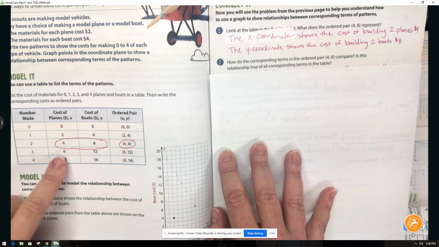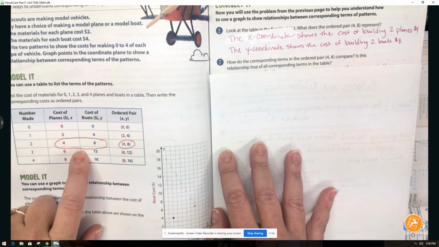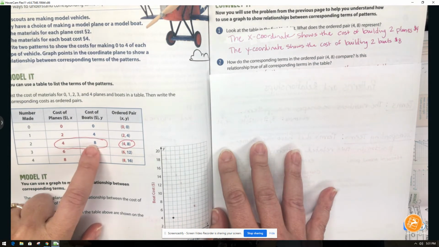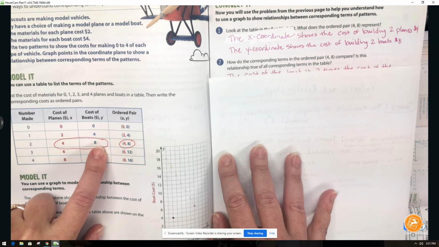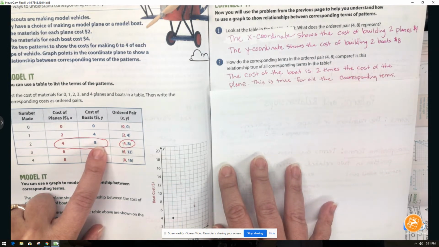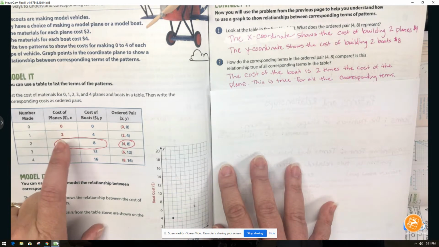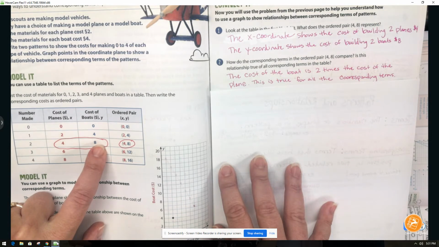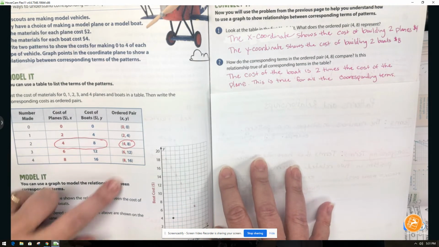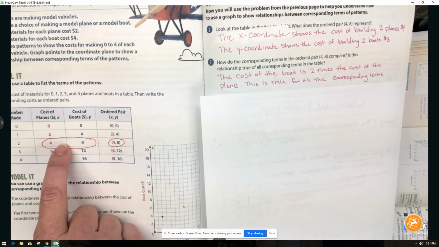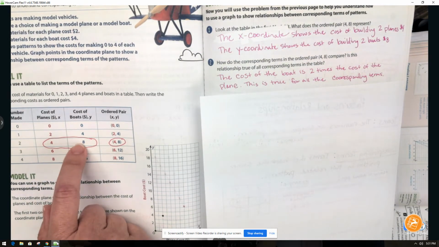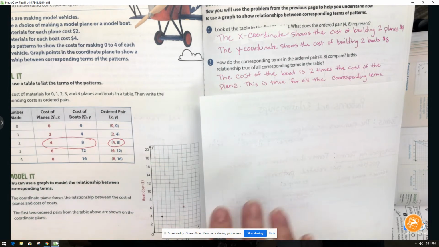So how do these corresponding terms compare? So what do we know? That this number is this many times greater than this number, or this number is how much of this number? We could say that the cost of a boat is 2 times the cost of the plane, because 4 times 2 is 8. This is true for all the corresponding terms. If you multiply the x value by 2, you're going to get the y value.